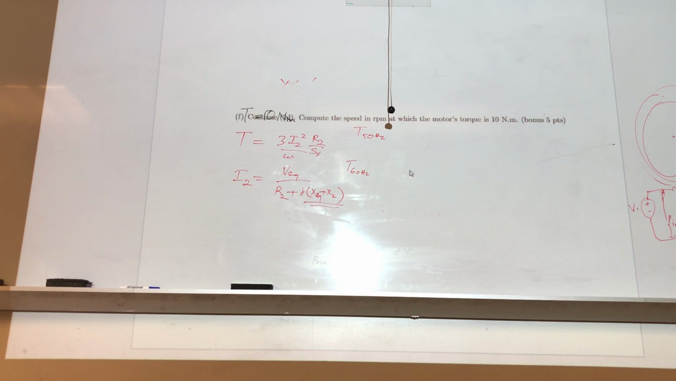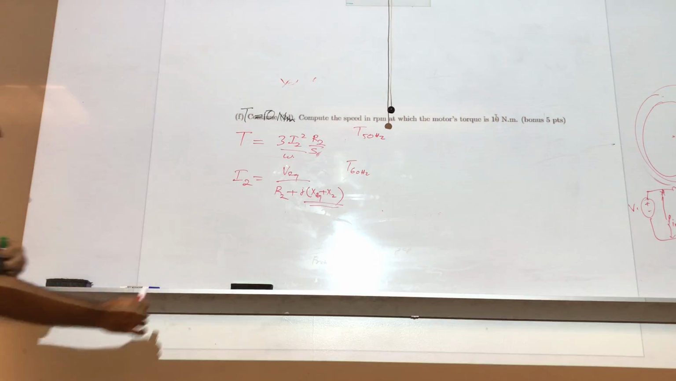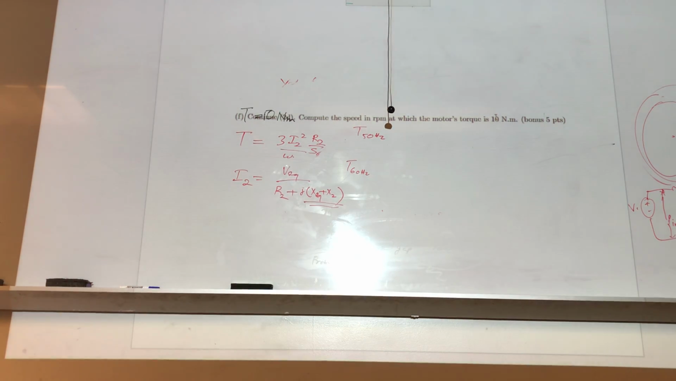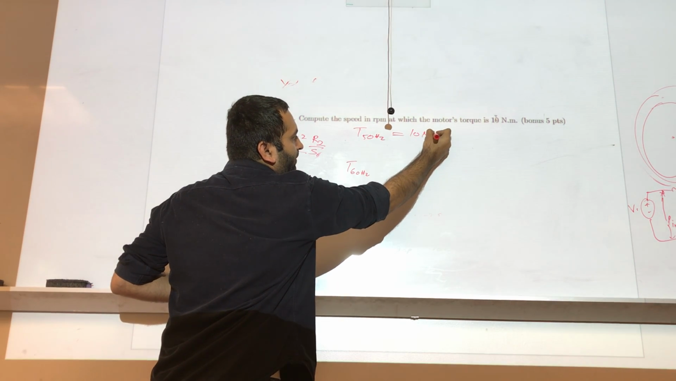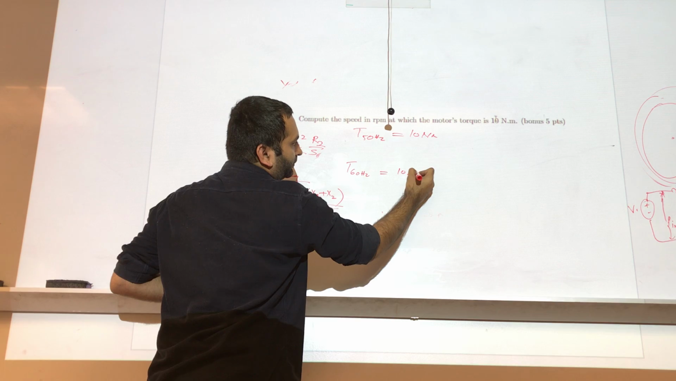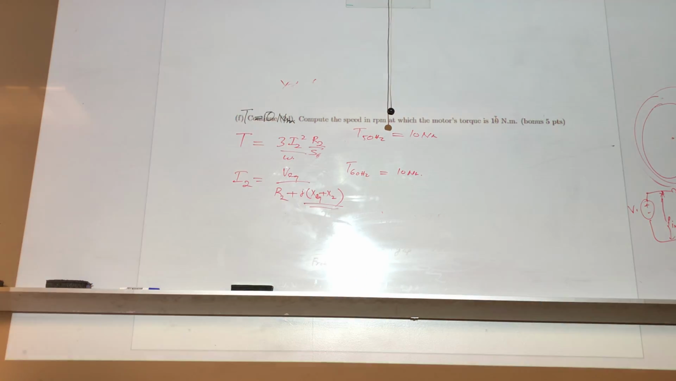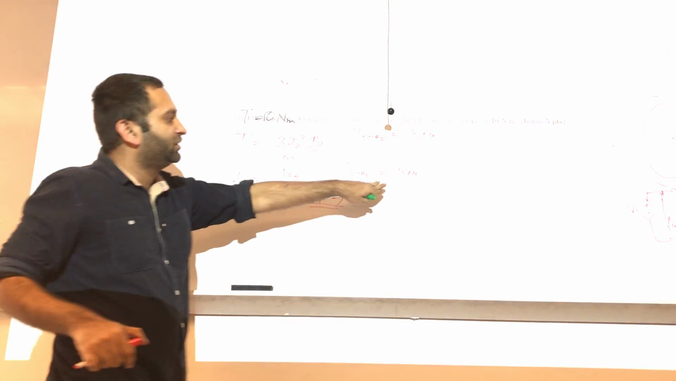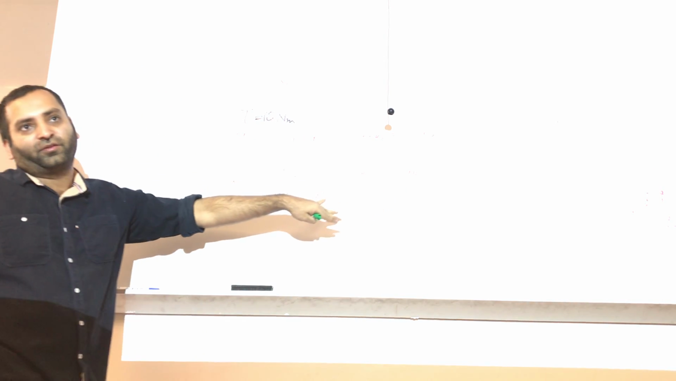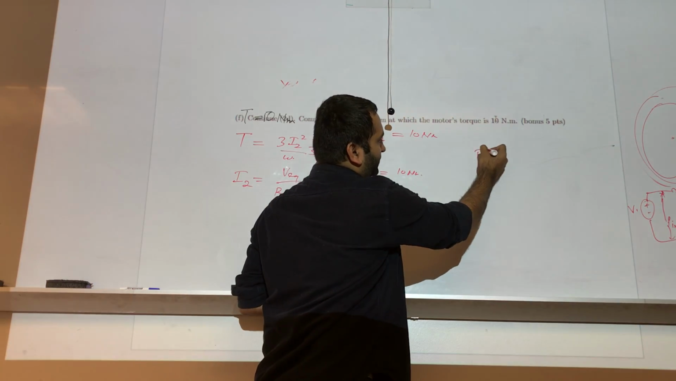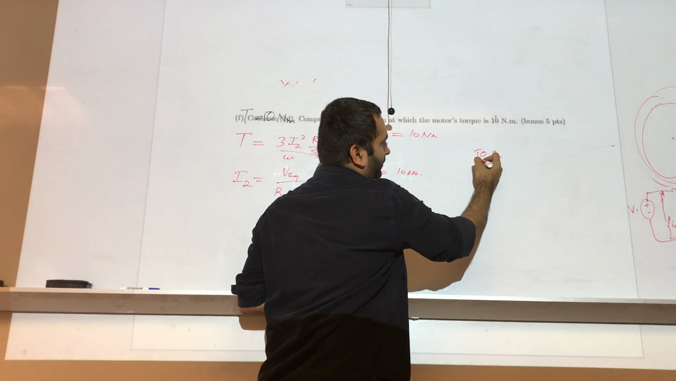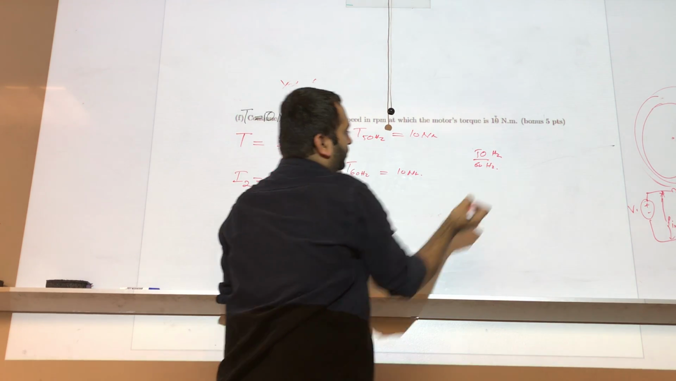So now, what's the question? It's asking you to find the speed in RPM at which the motor torque is 10 Newton meter, right? So how do we approach this question? Torque is given as 10 Newton meter. This is 10 Newton meter. This is also 10 Newton meter. So what should be the slip for which the torque will be the same? This is exactly the same question as the homework. We had 50 Hz and 60 Hz.